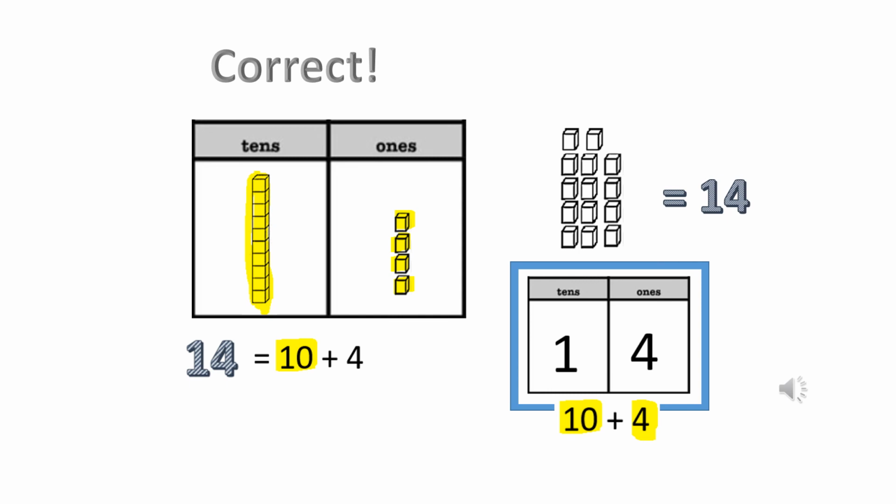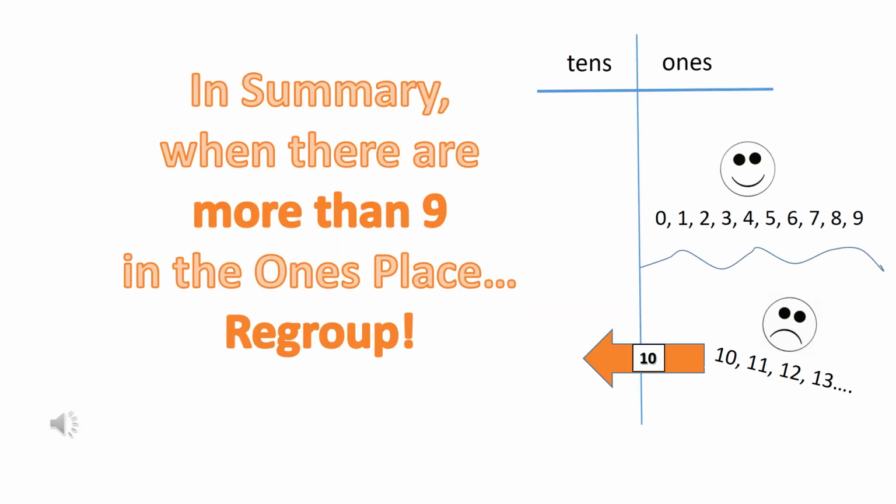14 has a group of 10 and a group of 4 in it. So we'll show the group of 10 by writing the digit 1 in the tens place. And we'll show the group of 4 by writing the digit 4 in the ones place. In summary, when there are more than 9 in the ones place, you need to regroup.